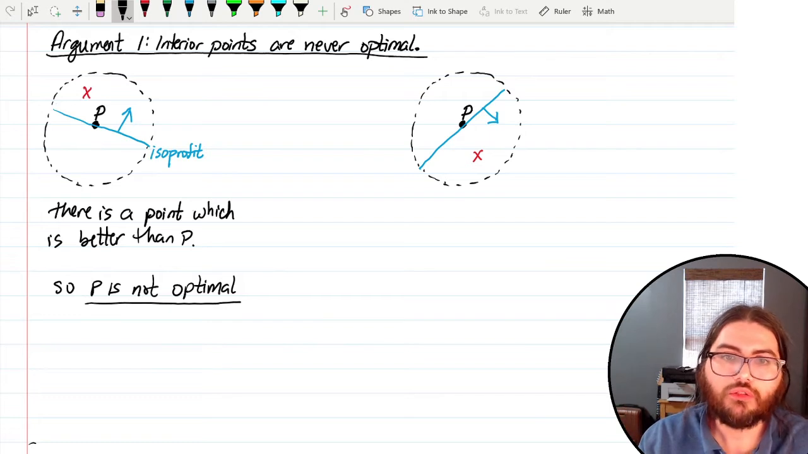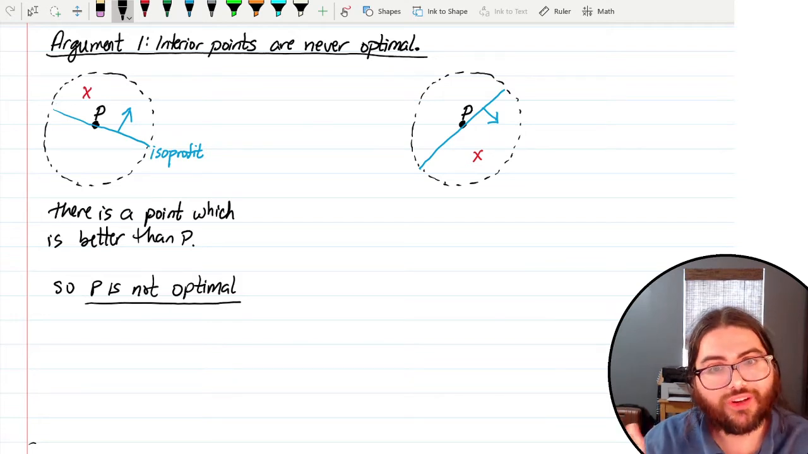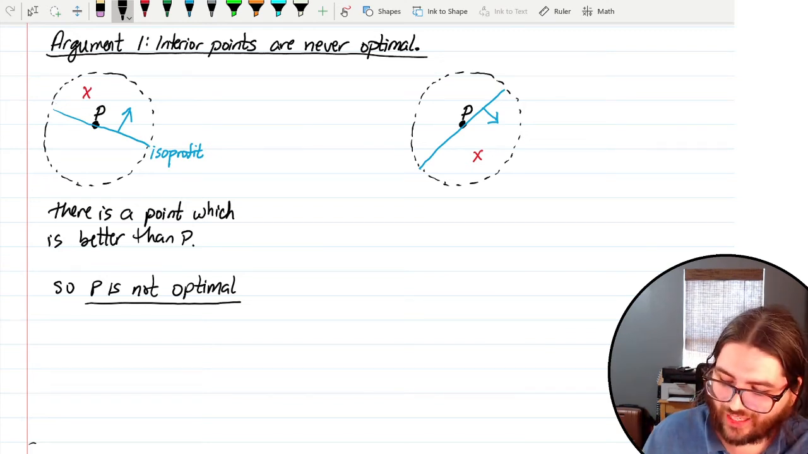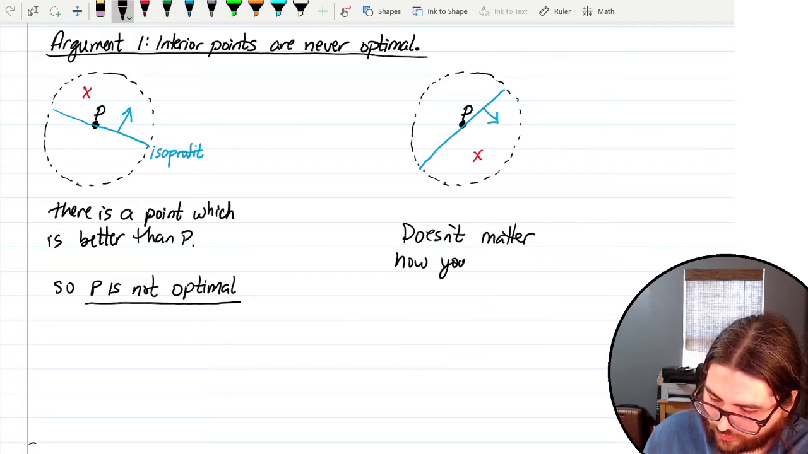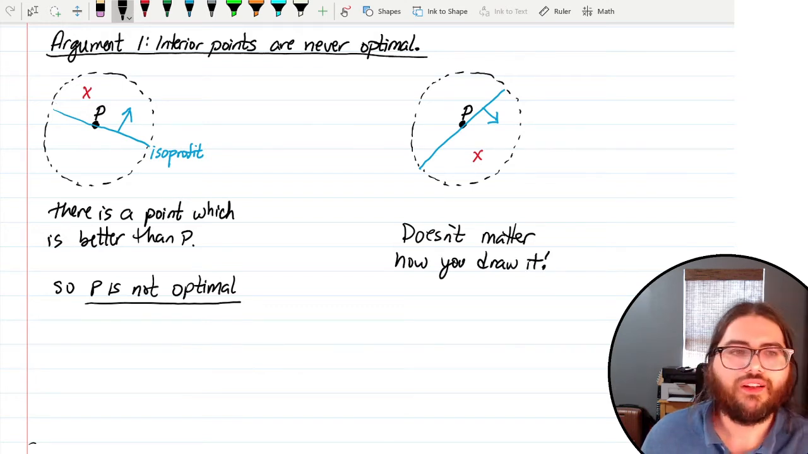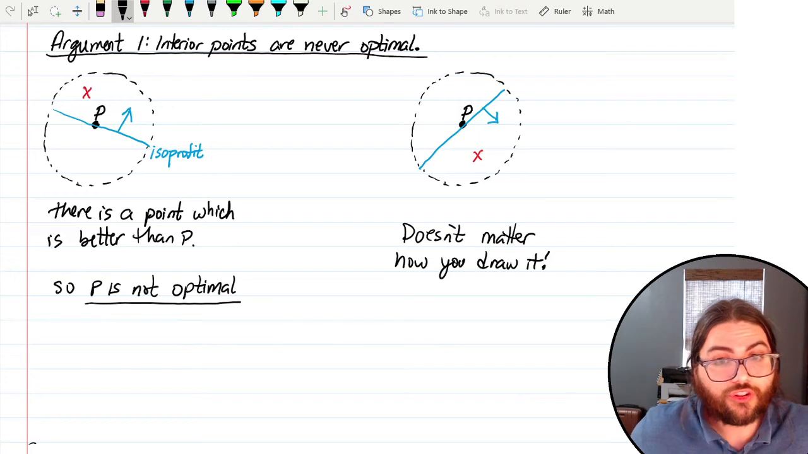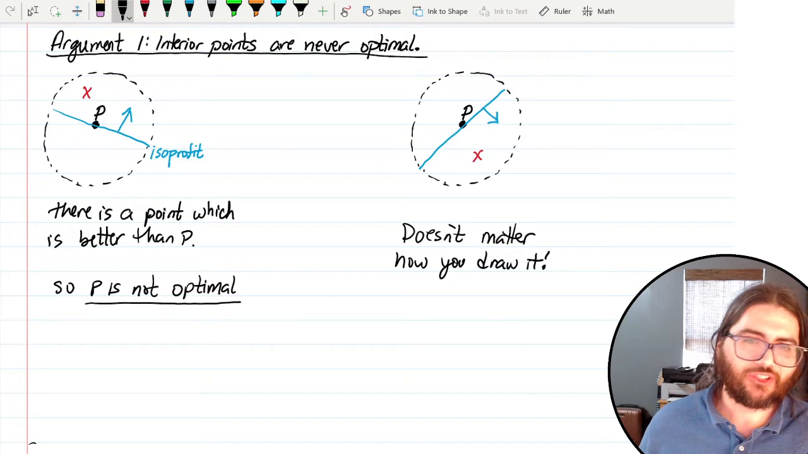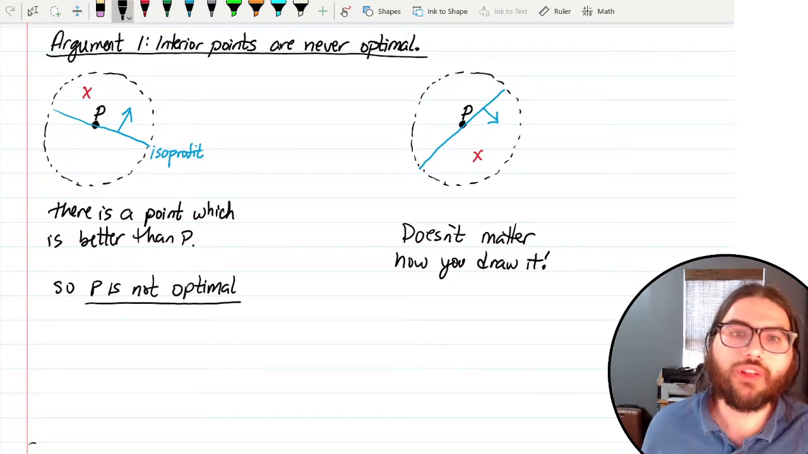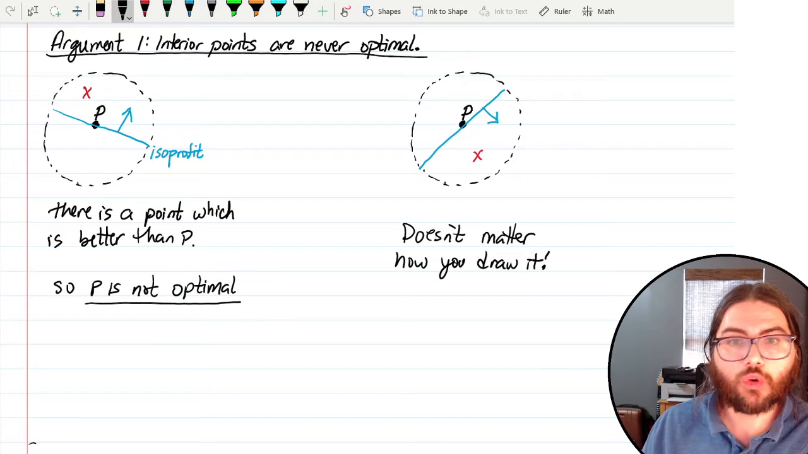Because no matter how I choose it, and no matter which direction is better, there are always exactly half the circle, which is better than P. Right? P is not optimal, and it doesn't matter how you draw it. I challenge you to find a way to draw this circle using the same rules. You won't be able to find a better point. Right? And it's an easy challenge to make because you can probably already see that you'll never be able to do it. And so argument number 1 is proven.